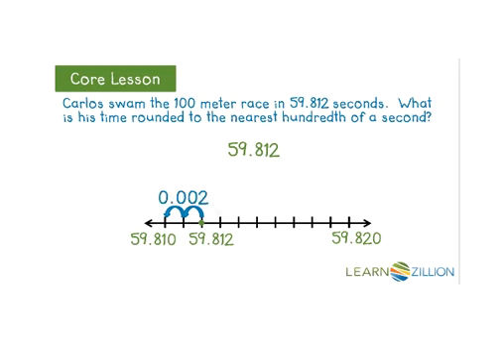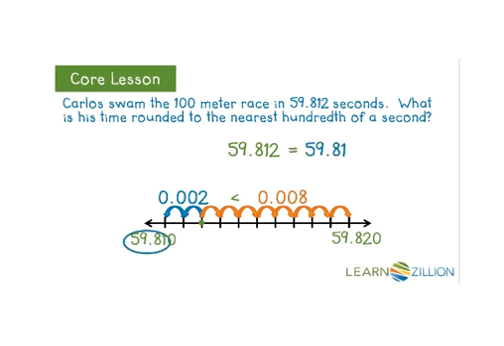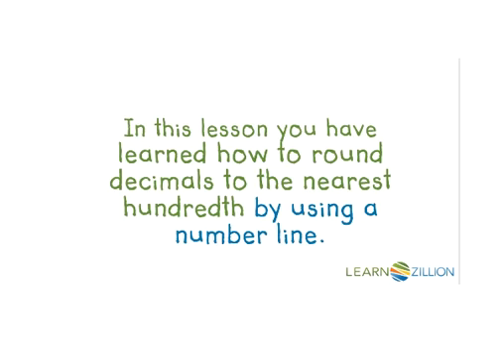The distance from 59 and 812 thousandths to 59 and 810 thousandths is 2 thousandths. The distance from 59 and 812 thousandths to 59 and 820 thousandths is 8 thousandths. 2 thousandths is less than 8 thousandths, so 59 and 812 thousandths rounds down to 59 and 810 thousandths. Since we're rounding to the nearest hundredth, we say 59 and 812 thousandths rounds to 59 and 81 hundredths. In this lesson, you have learned how to round decimals to the nearest hundredth by using a number line.